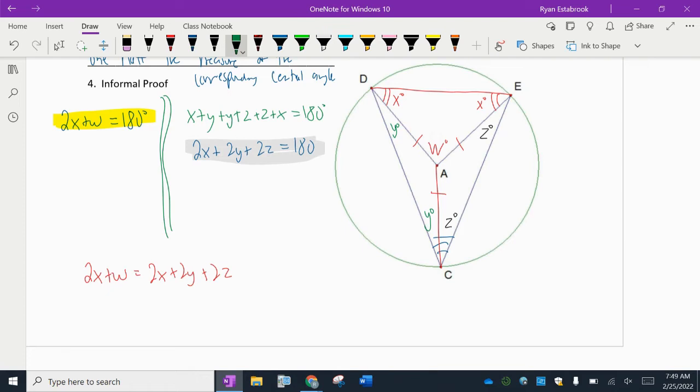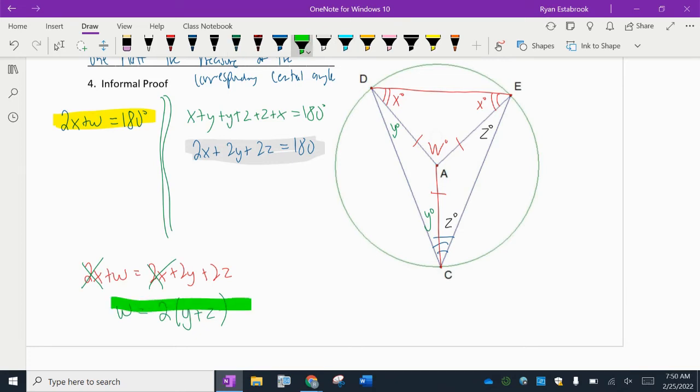The good news is in this equation, there is a common term on both sides. We can subtract 2x from both sides. It makes it a little bit simpler. And we're left with w is equal to, on the right, 2y plus 2z. Now about that, I could factor the 2 out. 2 goes into both of those terms. And we get this.